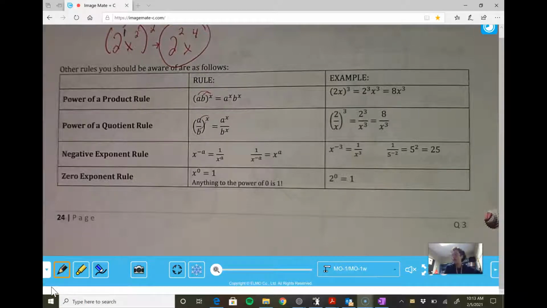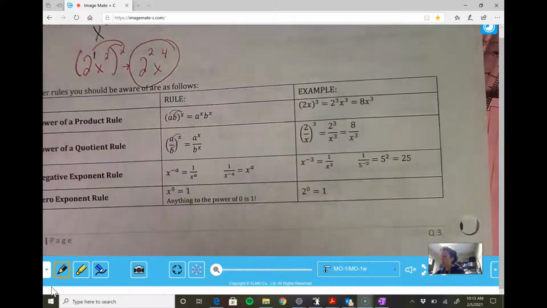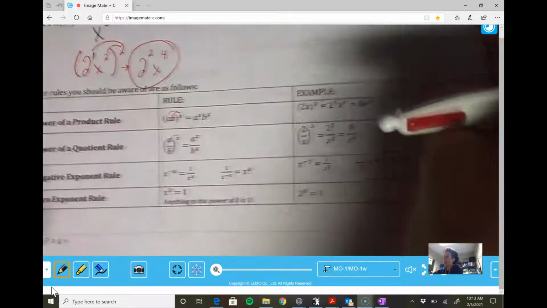Hi, everybody. We are back in Algebra 1, and I am starting on page 24 in the skinny packet. Before we move into the next section, I just want to review with you the basic rules of exponents that we need to be aware of. So first of all, there are the basic rules that we shared.